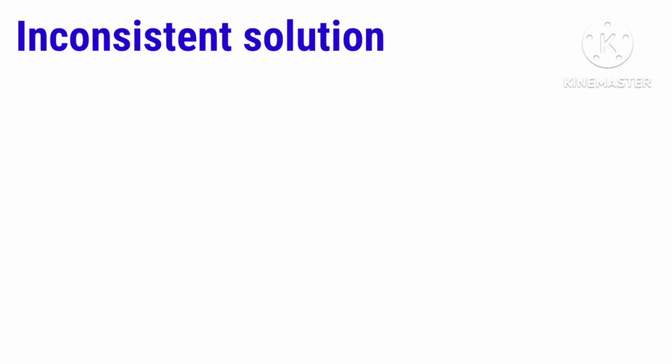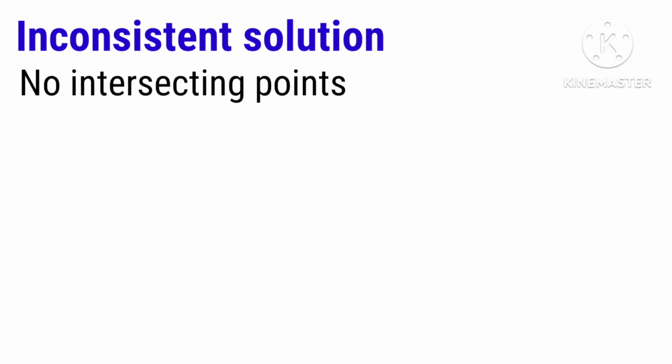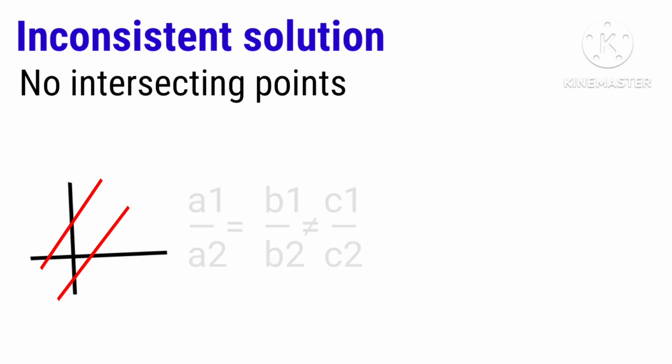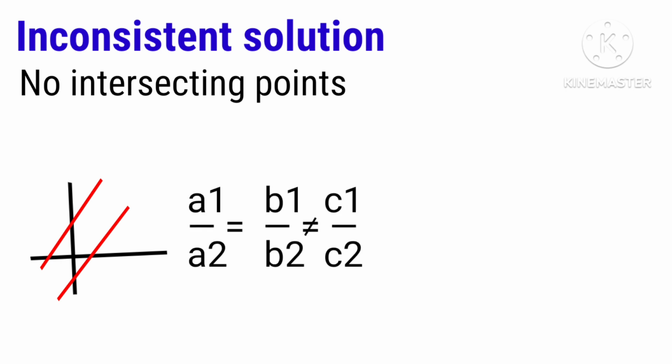C2. The last type is inconsistent solution. What is inconsistent solution? It means there will be no solution for it. That is, there will be two different equations but they will never have any intersecting points. If there are no intersecting points at all, it is known as inconsistent solution. So the formula of this type is A1 by A2 is equal to B1 by B2 is not equal to C1 by C2. Okay, now we see our first question.